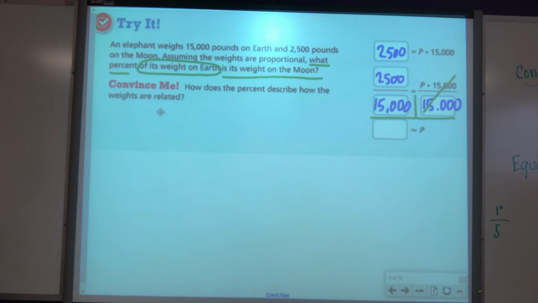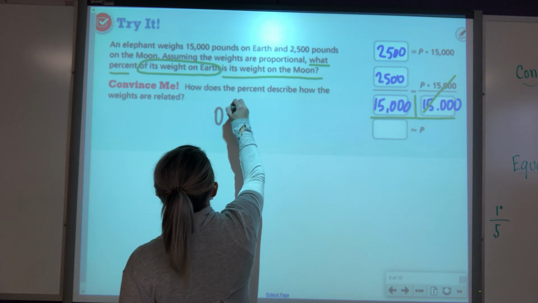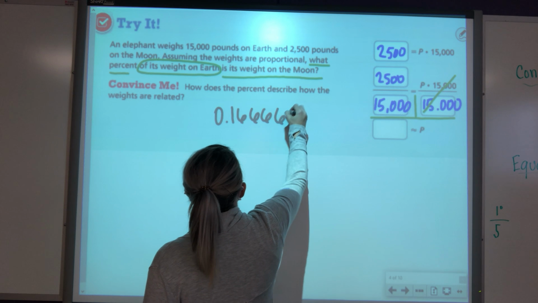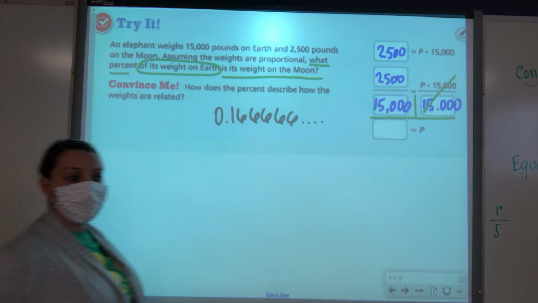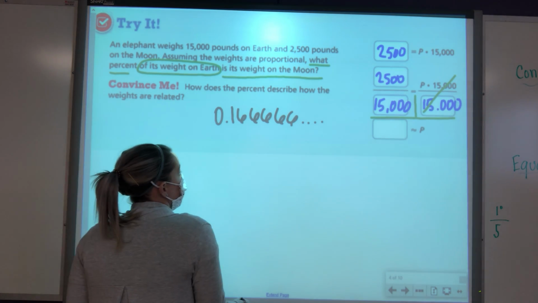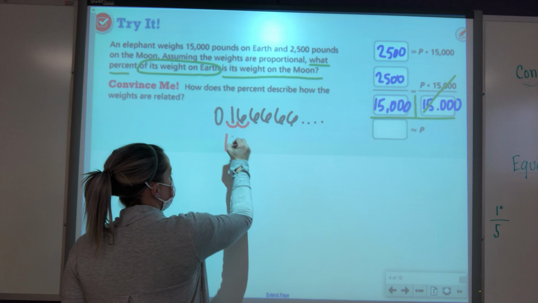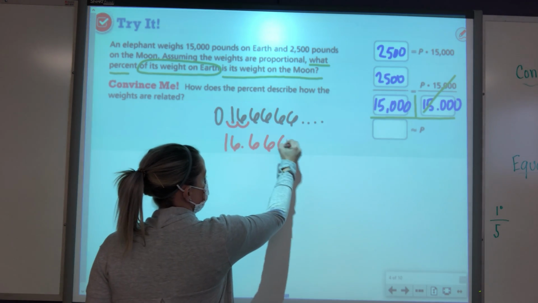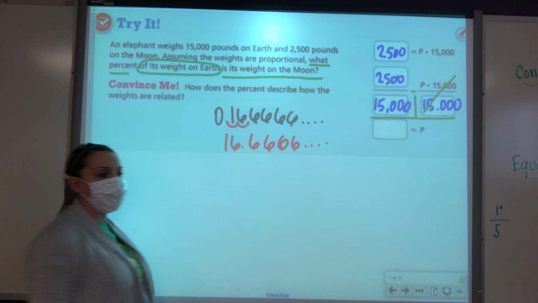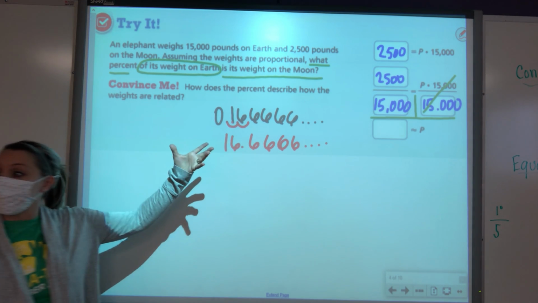What'd you get? It's a very long decimal? That's repeating. A repeating decimal? Yes? Okay, so we got this. Yes. Okay, so if we multiply by 100, so then we move this out 1, 2, we get 16.6666 dot dot dot. What are we gonna round this to, you think? About 17, right?